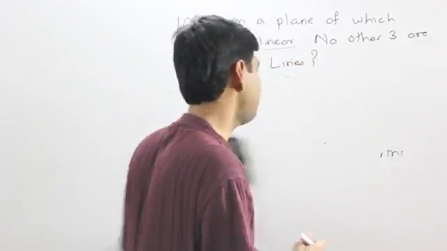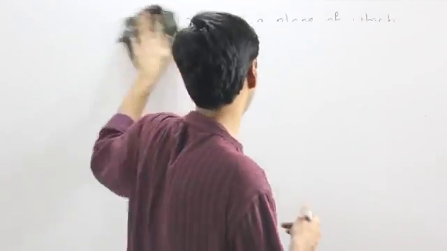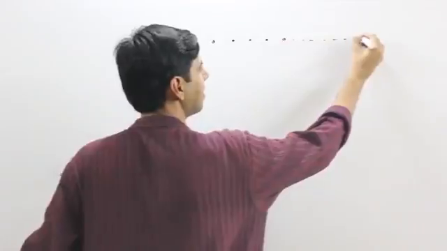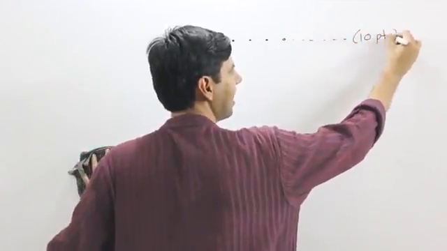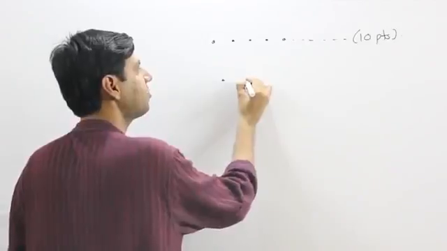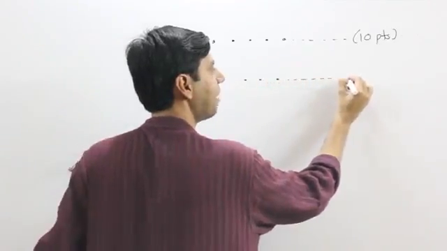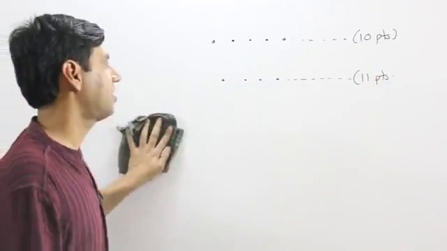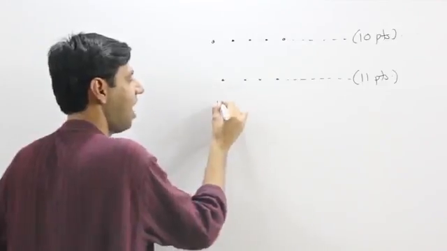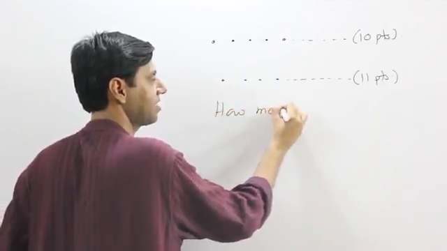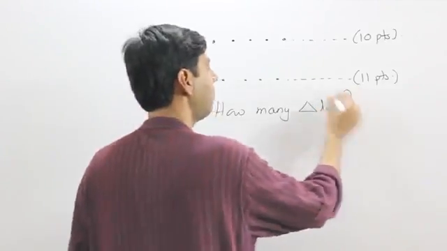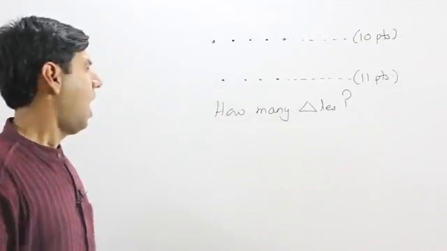A CAT question coming up, and there are easy questions also. This CAT question is, there are 10 points on a straight line. So I'm just writing it out, 10 points, this is on a straight line. And there are 11 points on another straight line which is parallel to the previous one. So the lines are parallel, 10 points on the first one, 11 points on the second one. And the question is, how many triangles can be formed, such that their vertices are going to be one of these points. How can I form a triangle?